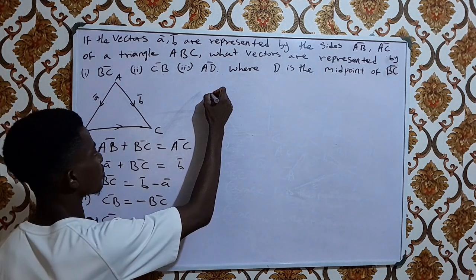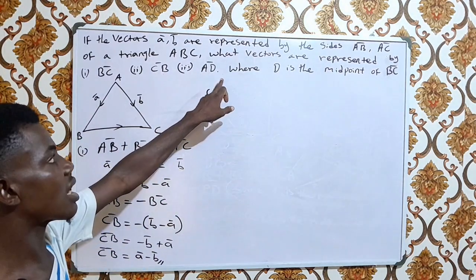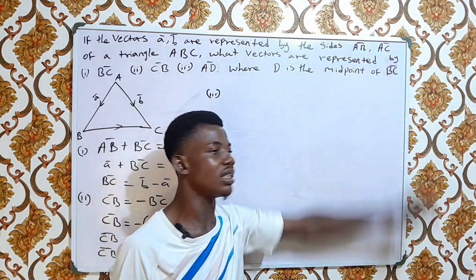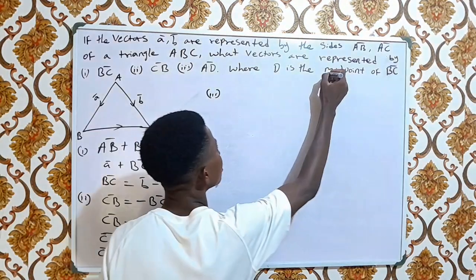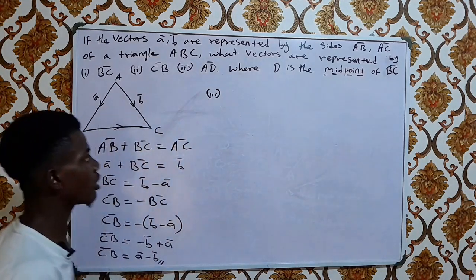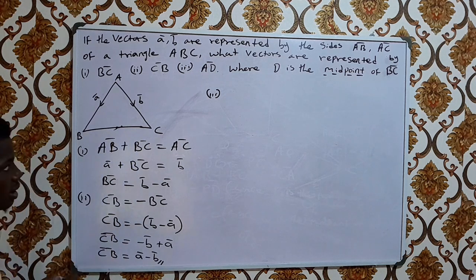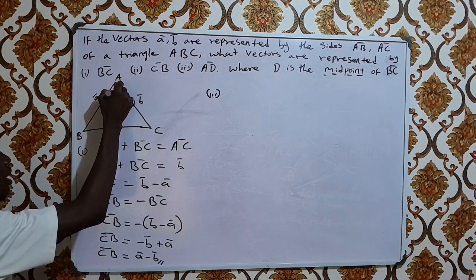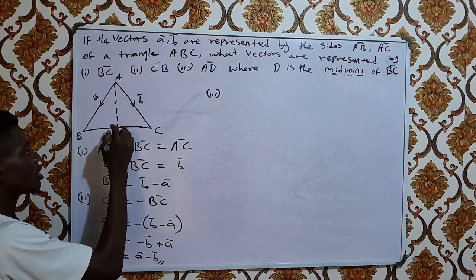Now moving to the next part, we should find AD. They give a statement where D is the midpoint of BC. This midpoint is very important. Now look at this midpoint here. Let's join it from A. Let's give it a broken line because it's not in our initial diagram.